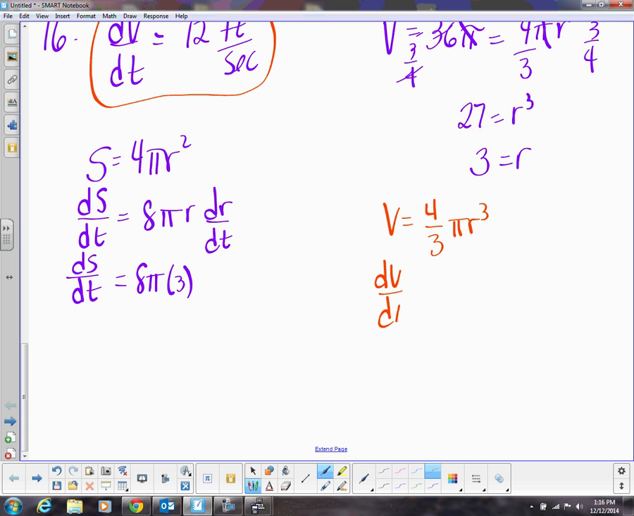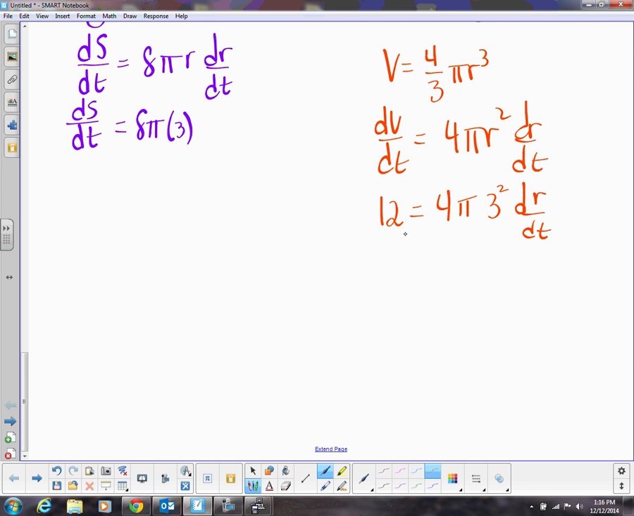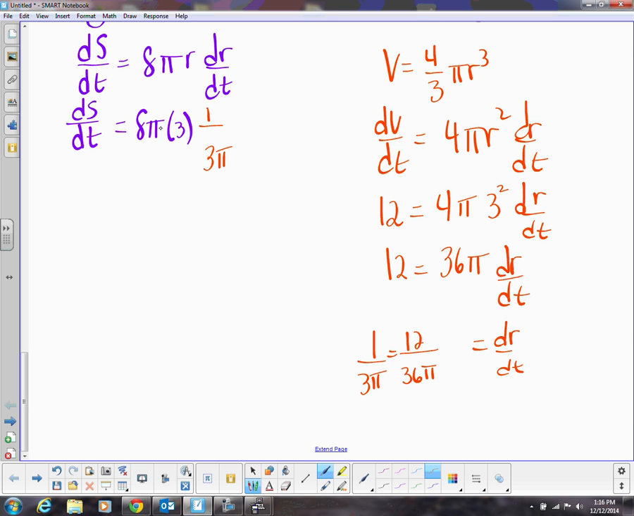So we know dV over dt is equal to 4 pi r squared dr over dt. All right, our dV over dt is 12. Our radius is 3, but that gets squared. So we're going to end up with 12 is equal to 9 times 4, 36 pi dr over dt. So the rate of change of radius with respect to time is going to be 12 over 36 pi, which is the same thing as 1 over 3 pi. Now I can come back here, put 1 over 3 pi in, and look at that, they simplify. So the rate of change in the surface area with respect to time is just 8.